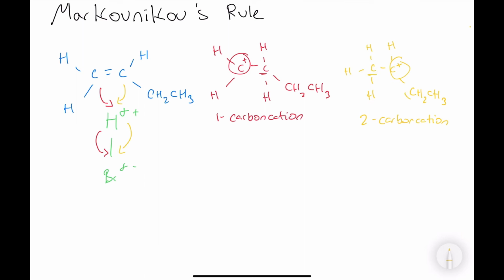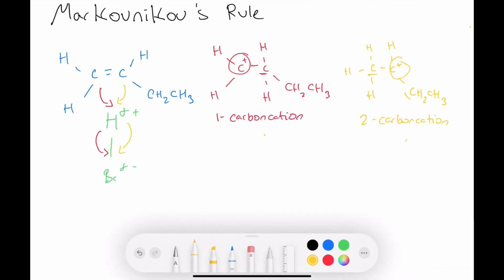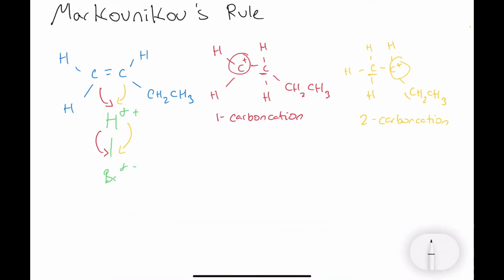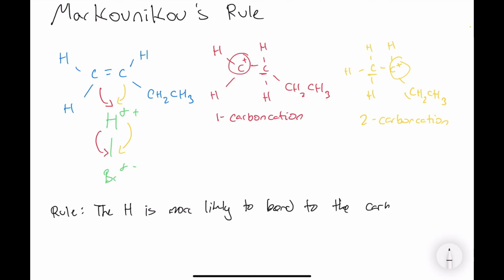Okay, so Markovnikov's rule helps us to infer which of these two products is most likely to occur at the end of the reaction. And the rule states that the hydrogen is more likely to bond to the carbon with the most number of hydrogens attached to it. So knowing that, can you guess which one?